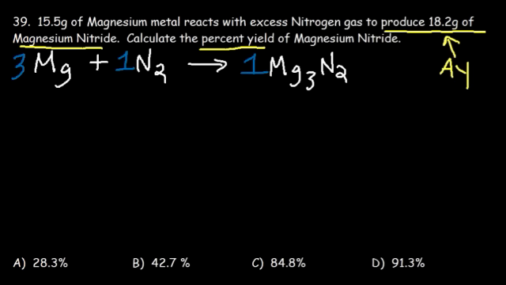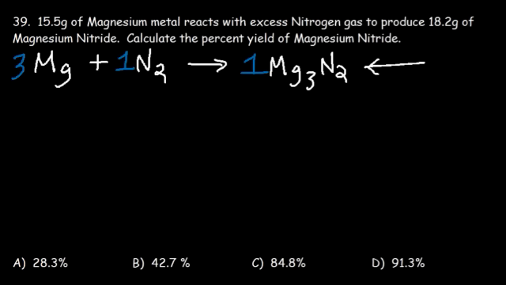The theoretical yield is the maximum amount of mass, or grams, it could be in moles too, the maximum amount of product that can be produced in a reaction. So we know nitrogen gas is the excess reactant. That means magnesium metal is the limiting reactant. So let's go ahead and solve this problem. So we need to convert grams of magnesium to grams of magnesium nitride, and that's going to be the theoretical yield.